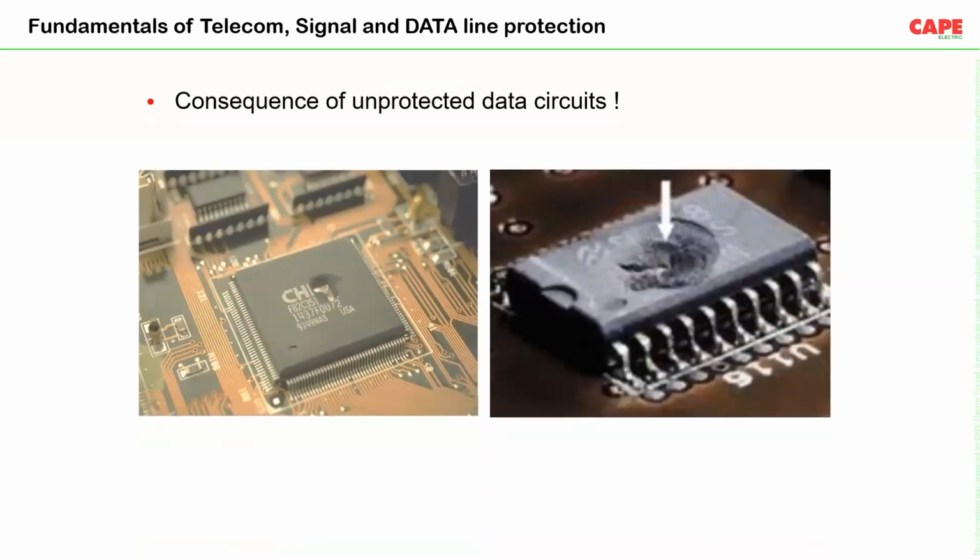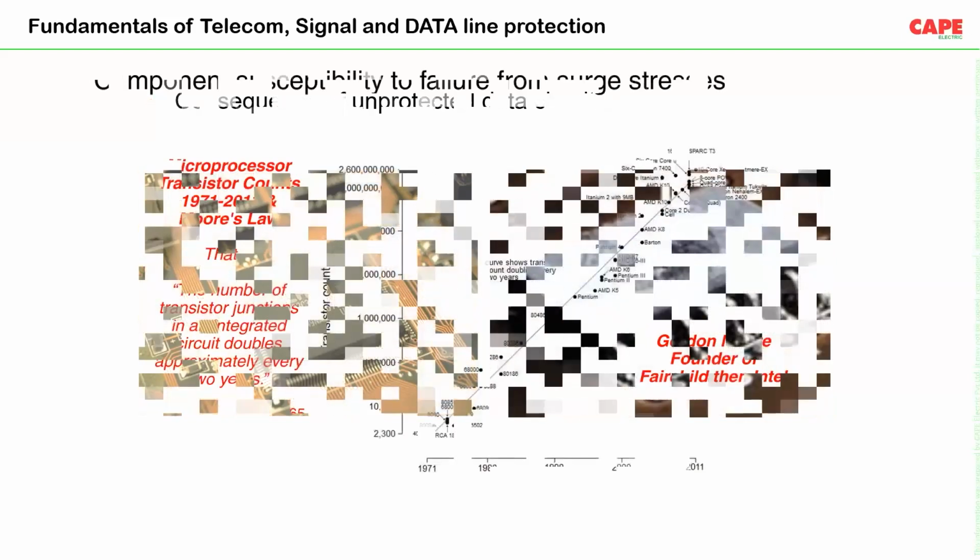Now, this is what can happen to our integrated circuit if we are not using a surge protection device. I am sure people from an industrial background might have seen this picture earlier, because I have seen electronic devices failing multiple times. So this is what can happen if you use unprotected data circuits.